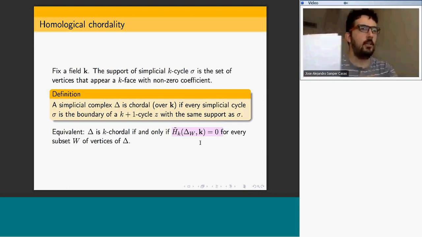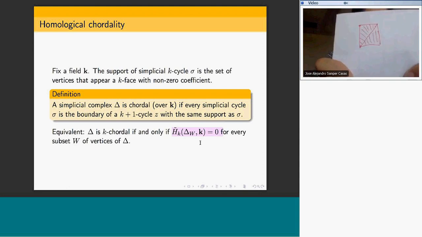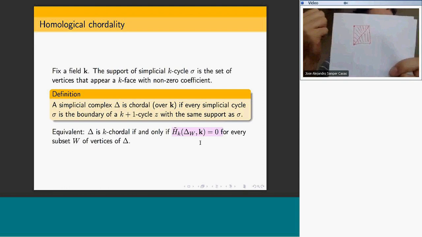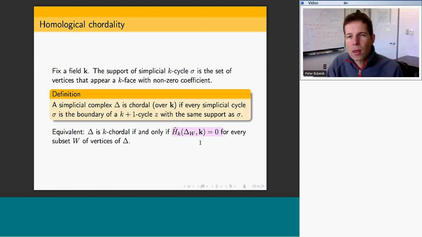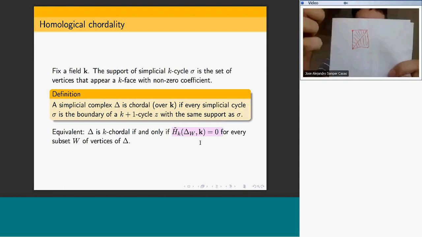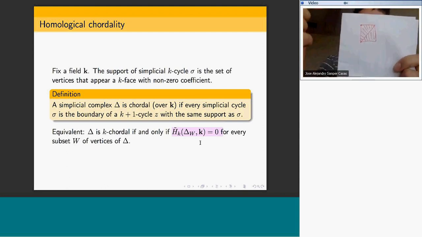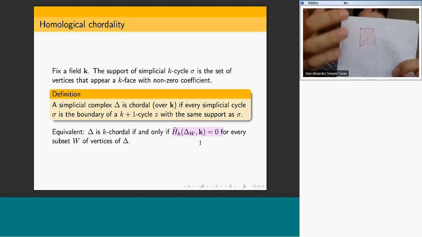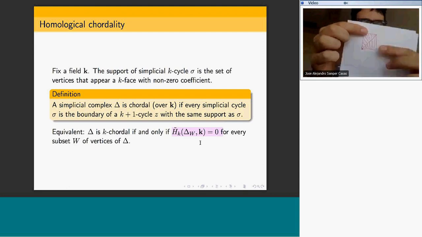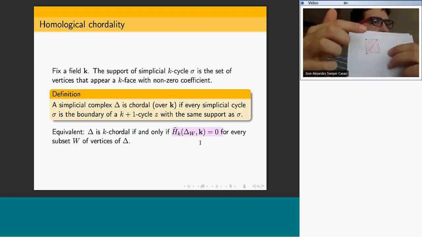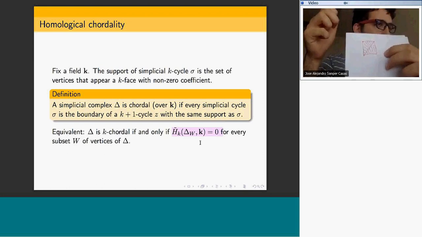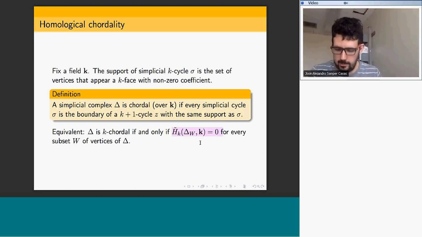So for example, let me show you an example here. Do you see that complex over there? So it's a diagonal and two filled triangles. Yes. Right? So the content of the theorem is, well, this is going to be one chordal. Look at the first homology, this thing is 0. If I look at any subset of the vertices and I look at the induced subcomplex, it also has vanishing homology. Okay. Interesting.